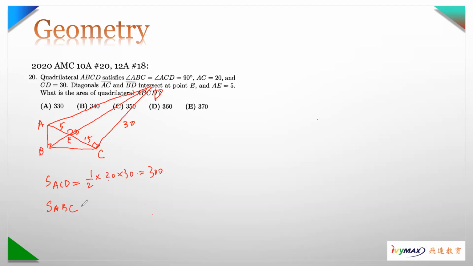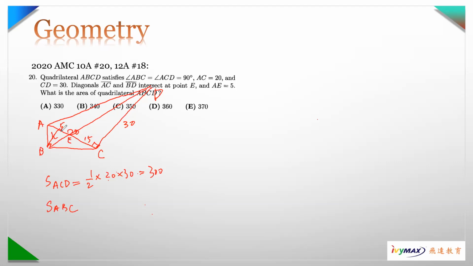Similarly, as I discussed in the last question, for this triangle I lack information about the lengths of AB and BC, but we know the length of the hypotenuse, which is 20. So if I can find the height, I will figure out the area of this triangle ABC. Let's say we have the height here, h. Just as I said, if you don't know, you can define it with some variable.